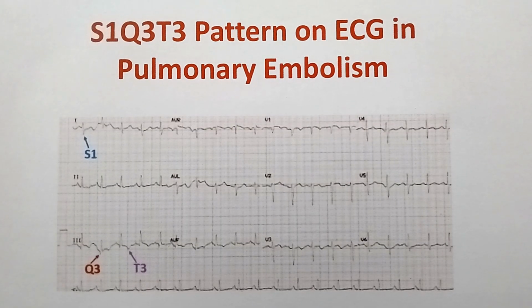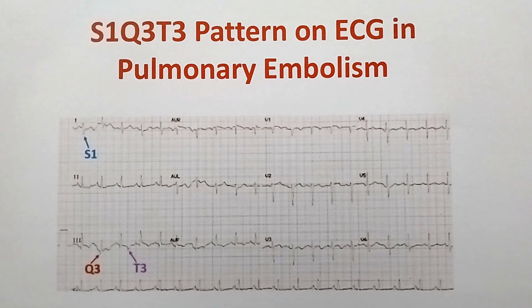of right ventricular overload, pulmonary artery dilatation, increased pulmonary arterial pressure, and very rarely embolus in transit through the right heart system. That's extremely rare. So this is not the commonest pattern in pulmonary embolism.